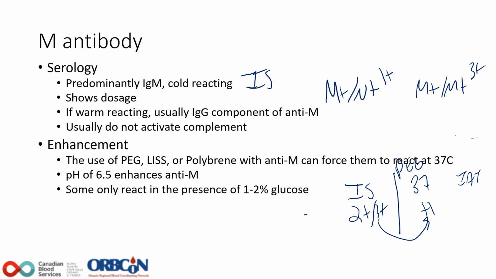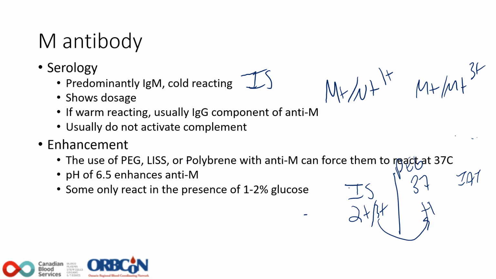So if you're going to look at clinical significance of an anti-M, it should only be done in saline, because you can trick yourself into thinking it's clinically significant based on this carryover effect of using an enhancement method like PEG, LISS, or polybrene.